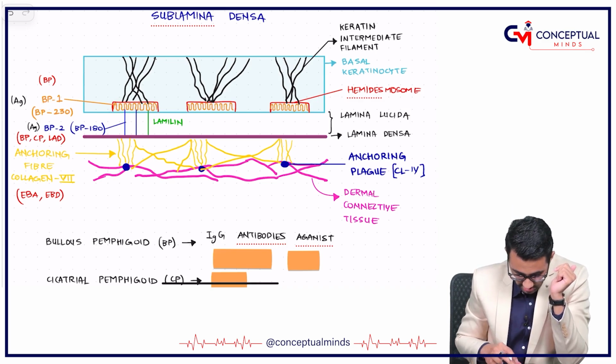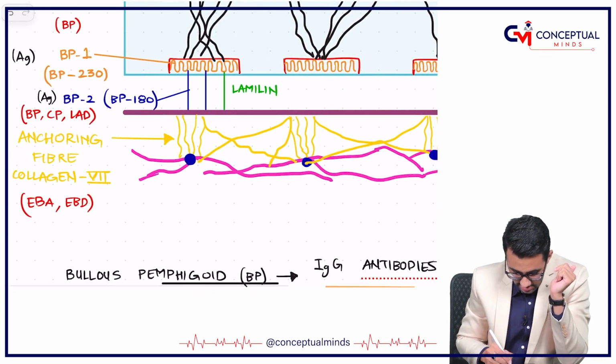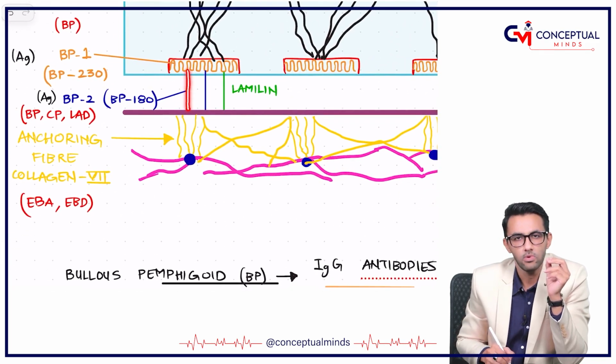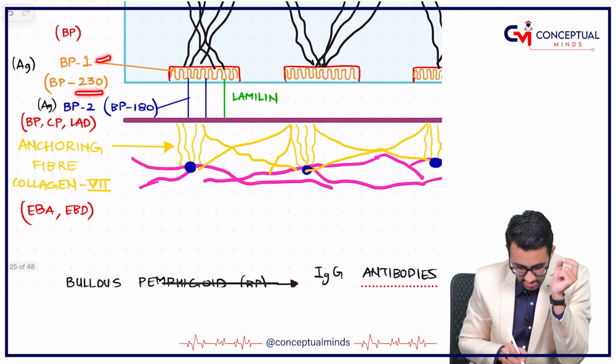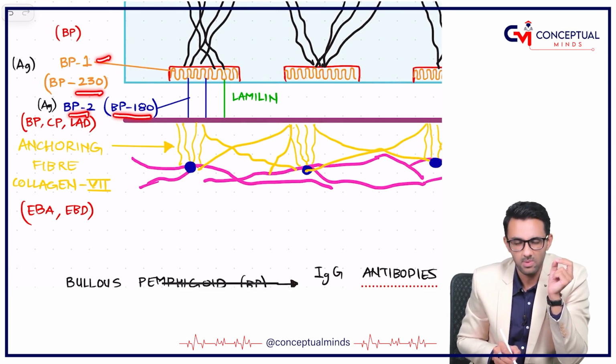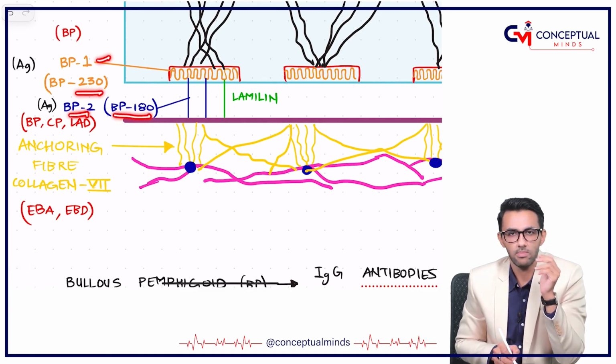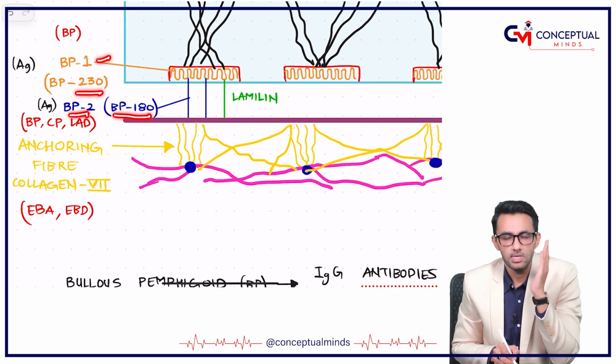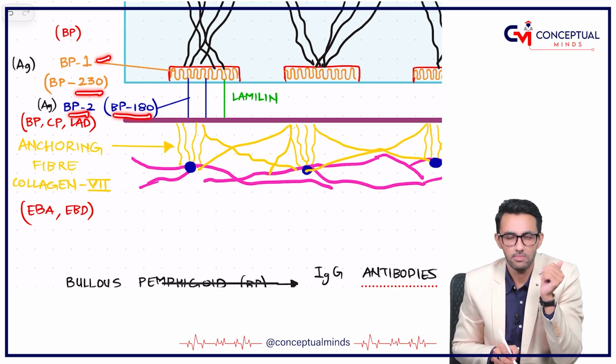As you can see, I'll zoom into the diagram, and there is one more structure, the blue line coming out of the hemidesmosome. This also is BP2, that is the Bullous Pemphigoid 2 antigen. BP1 is 230 and BP2 is BP180. This is something you have to remember. How we can remember: BP1 is 230, BP2 is 180. So 1 is higher, 2 is lower in number.